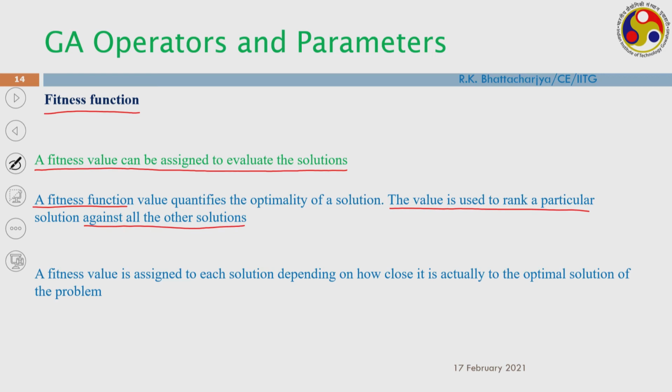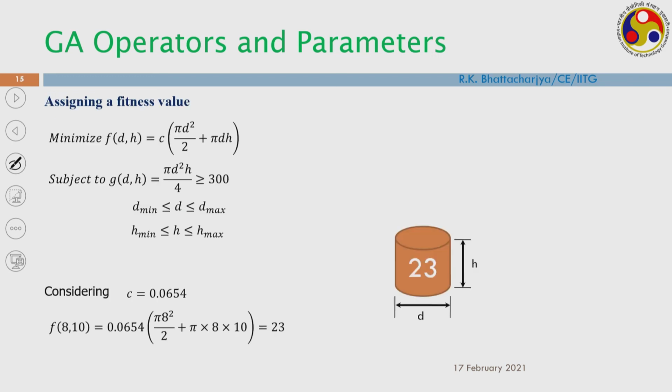A fitness value is assigned to each solution depending on how close it is to the optimal solution of the problem. So, I have to assign a fitness value to each solution of that population. Now, let us take an example problem, and then I think the concept will be clear to you.